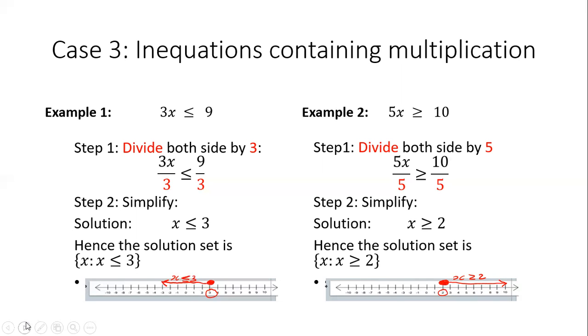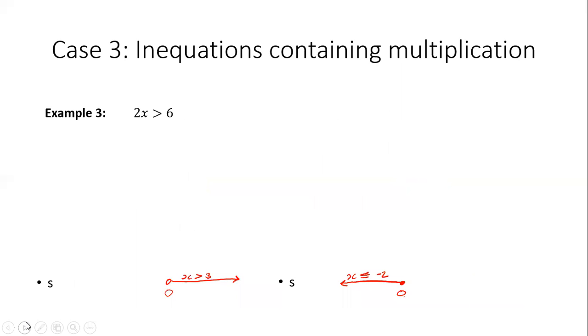Now to example 3, we have 2x here is greater than 6. Again, the objective is to get the variable by itself. Remember, 2x means 2 times x. So in order to transfer this 2 to the other side of this inequation, we need to do the opposite, which is step 1, divide both sides by 2. How do you state that in your book?